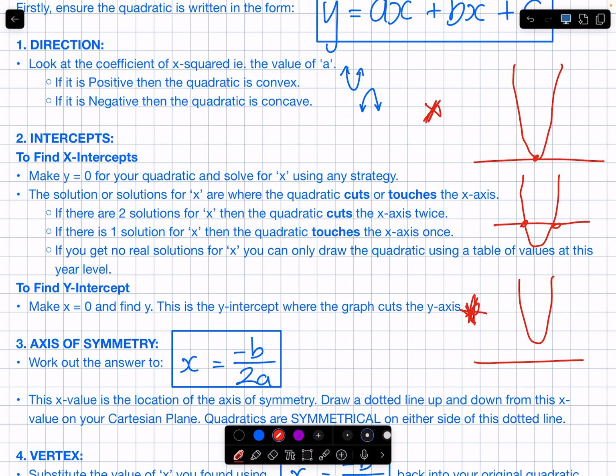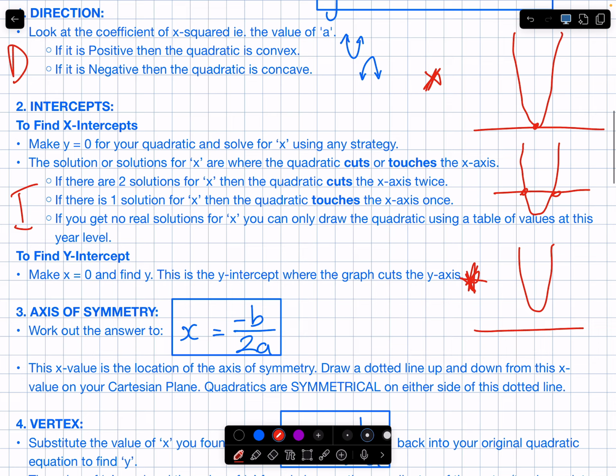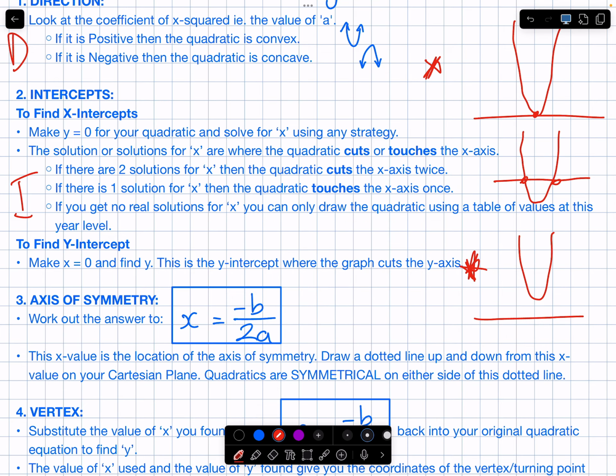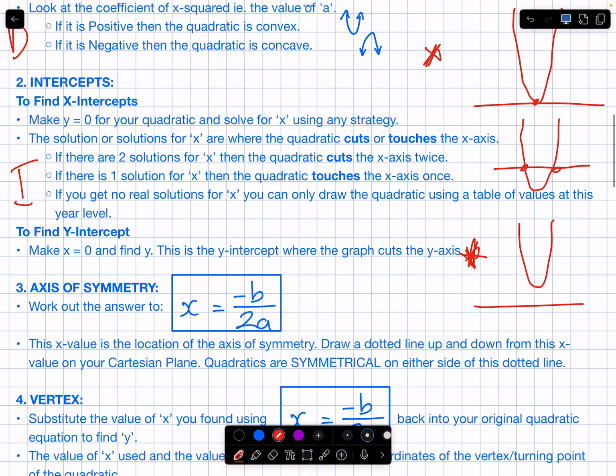We've done D, we've done I. Unfortunately it diverts away from the DIVA. What is it called when you've got those letters, that shortening thing? Here we go, A now, axis of symmetry.